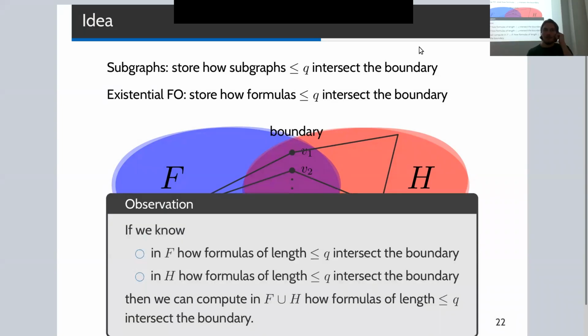And then hopefully you can see that if we store how formulas of length Q intersect the boundary in F and in H, then we can deduce how they intersect the boundary in F union H. Okay, so this is the intuitive idea. Any questions about this? Otherwise, we will formalize it on the next slide.